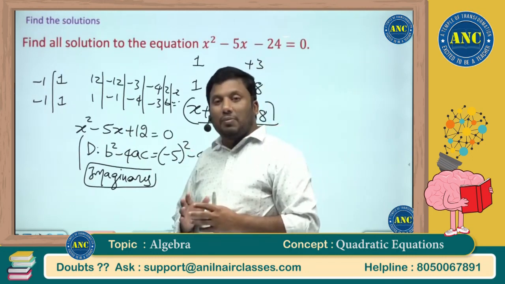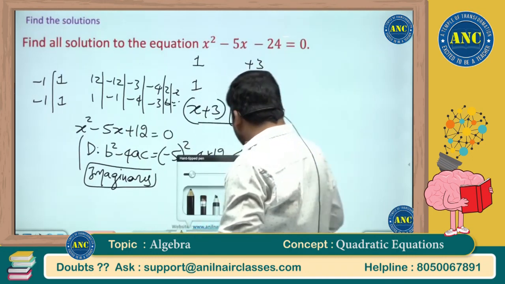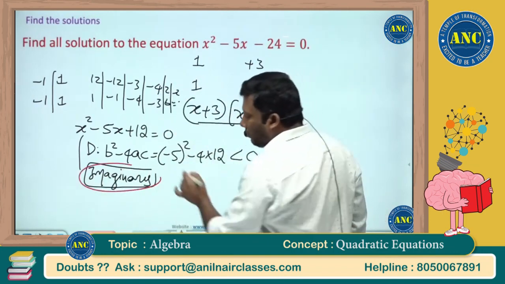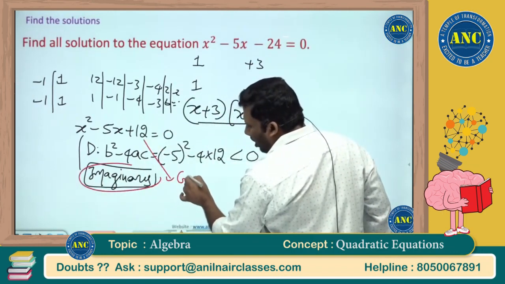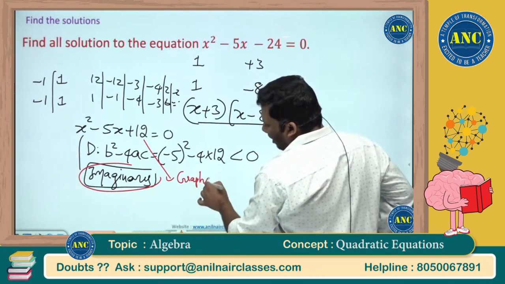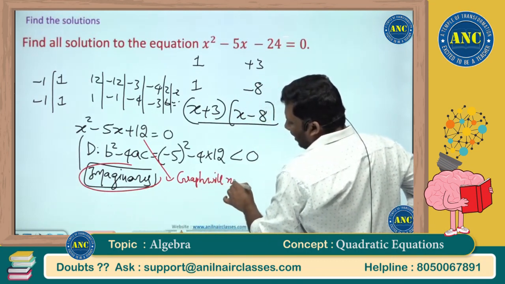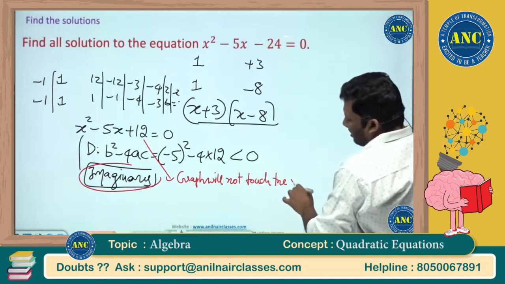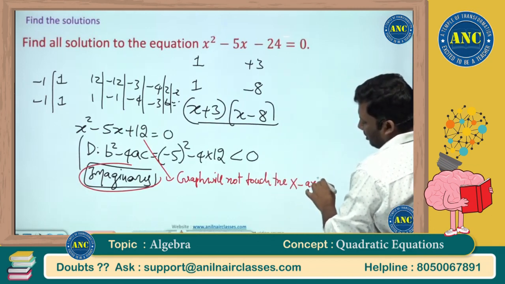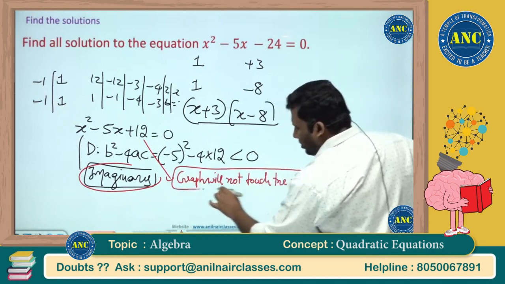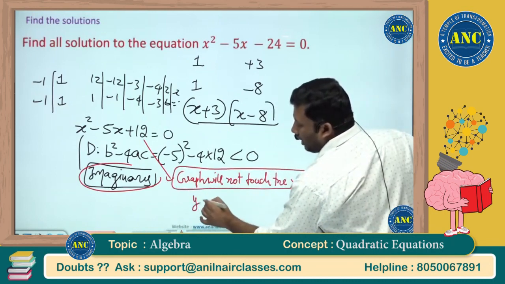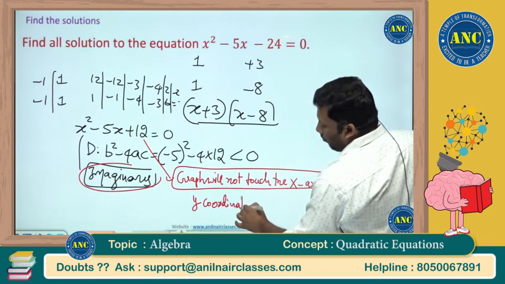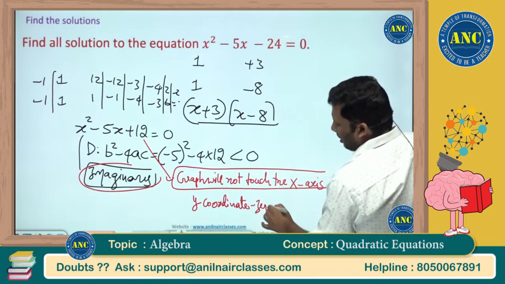When I say discriminant less than 0, whenever I am saying that the roots are imaginary, that only means the graph will not touch the x-axis. If it touches the x-axis, the y coordinate should be 0.